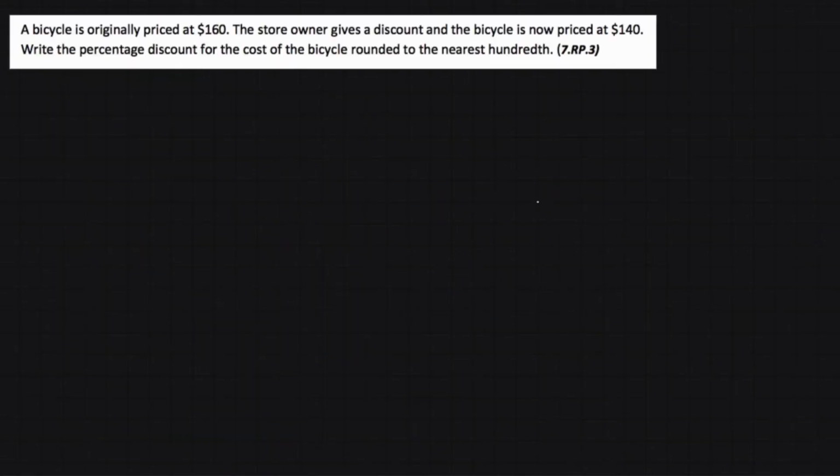Here is a problem from our homework. It says a bicycle is originally priced at $160. The store owner has given us a discount. They don't tell us what the discount is. And now the bicycle is $140. It says write the percent. They want us to find the percent discount for the cost of the bicycle to the nearest hundredth. So just like we always can do, let's count on our handy percent formula. The percent of the total is the part. And in this case, we know the total. The bicycle cost $160.